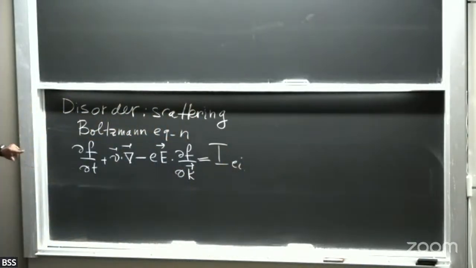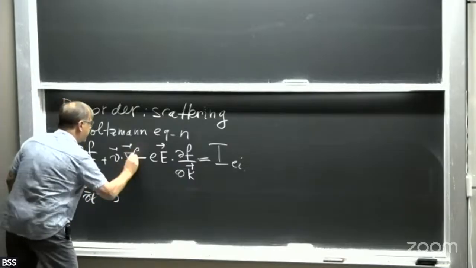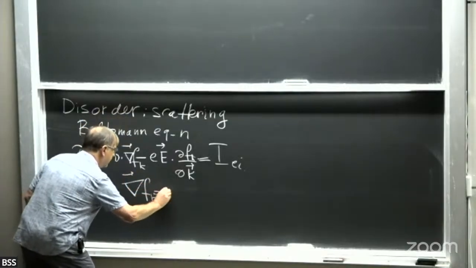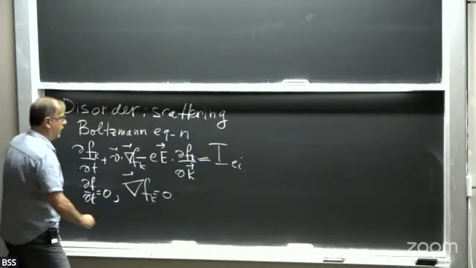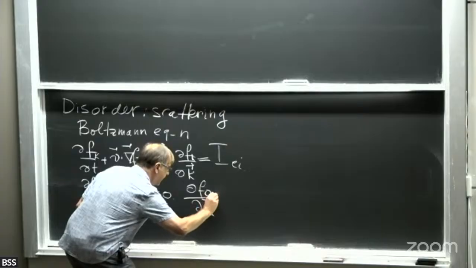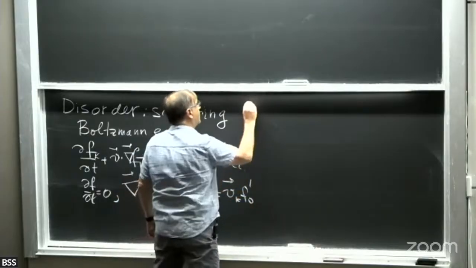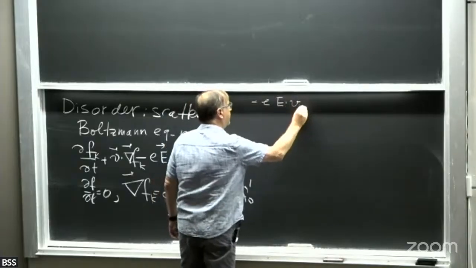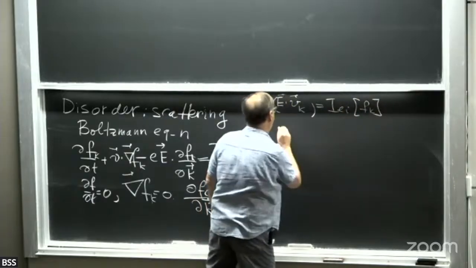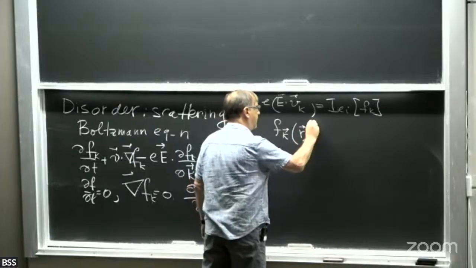Okay, we're going to be looking mostly at the static case. So df/dt is equal to 0. To begin with, we'll start with the uniform case, so del f/del k is also equal to 0. And the electric field is weak, so that we can expand. We can replace f here by the equilibrium function. And then when you differentiate this, you get a factor of velocity. And then your Boltzmann equation becomes very simple. By the way, f is a distribution function for electrons with momentum k at point r and time t, right?